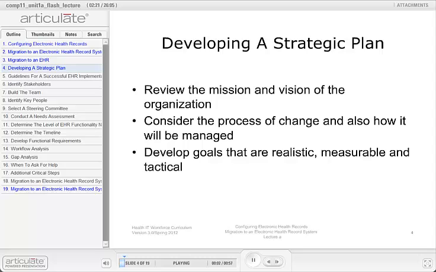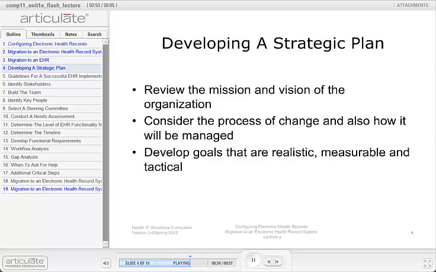Organizations should develop a strategic plan for migration from paper records to an EHR. A strategic plan is also necessary if the organization is migrating from one EHR to another. A strategic plan will help an organization achieve an optimal EHR implementation. It will also help reduce the cost of implementation, which can be substantial. A clear strategic plan will help the implementation team effectively manage the process of change and effectively develop goals.